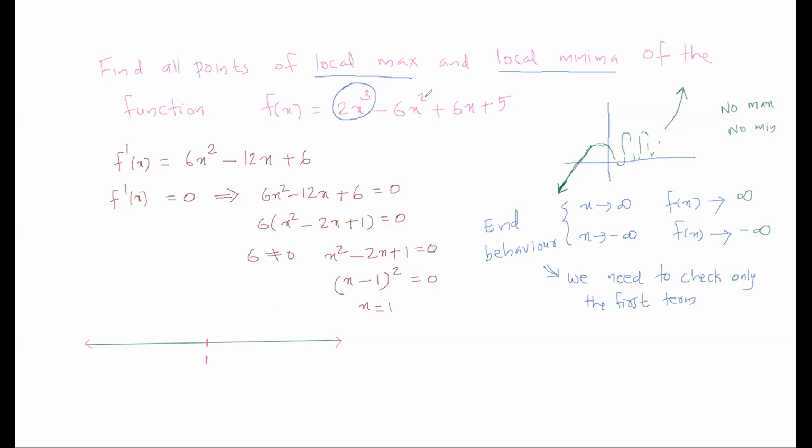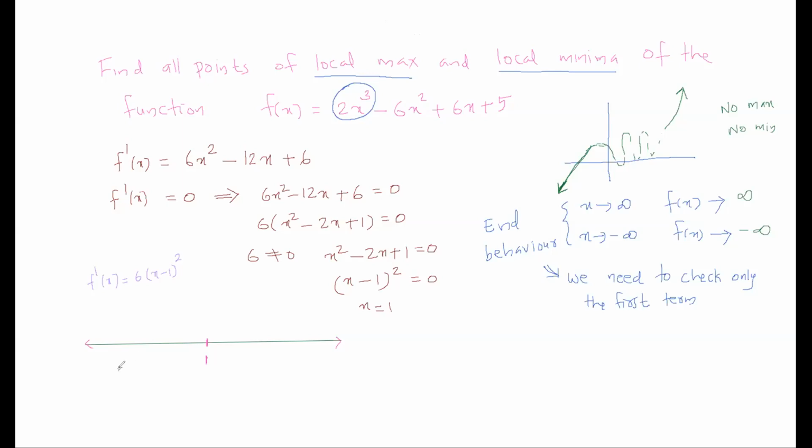Remember? Anyway, we'll check it here. We have to check the sign of f dash x. Your f dash x is equal to 6 into (x minus 1) the whole square. So 6 into (x minus 1) the whole square, and see, check the sign.